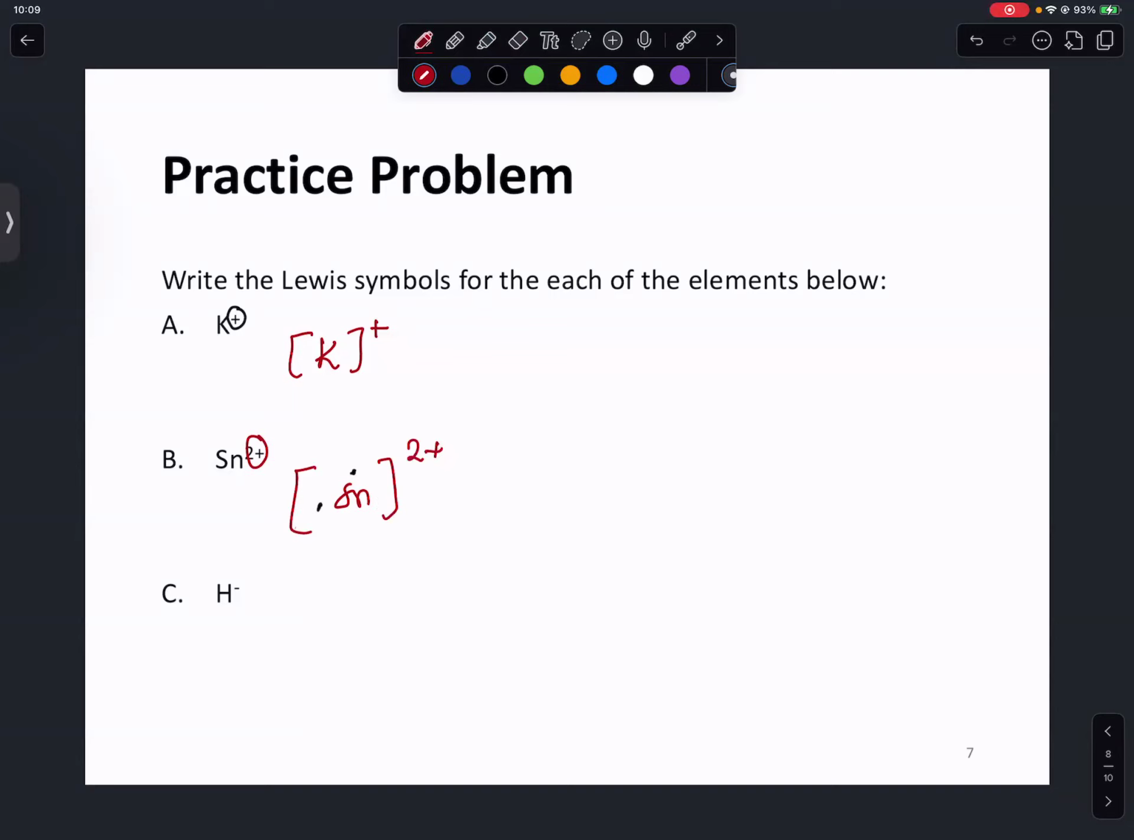Now, the hydride ion. Hydrogen usually has 1 electron, and since it gained another one, it becomes 2 electrons. Then it has a negative charge, so it becomes like this. I hope this makes sense.